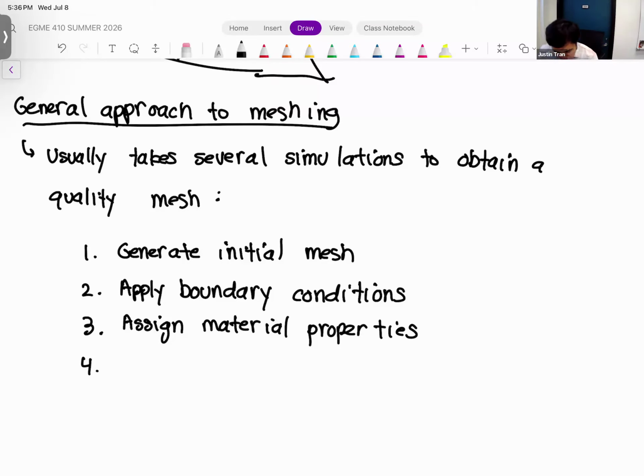Next is just to run a simulation. And remember, we're only running with the initial mesh right now, so we're conceding the fact that maybe our solution isn't as accurate or reliable as it could be. But we do need to run a simulation because otherwise we wouldn't be able to assess the mesh.